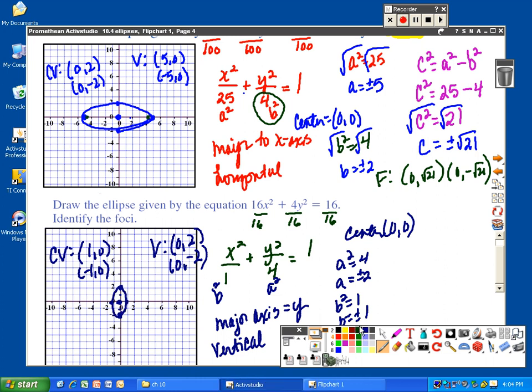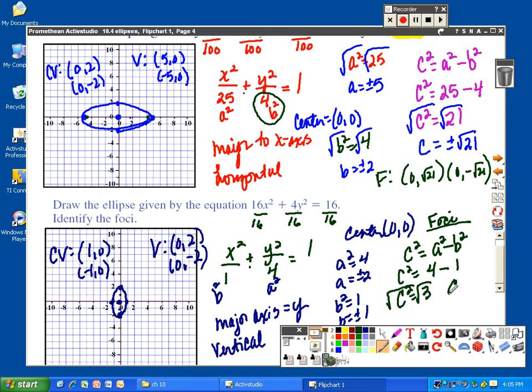Now all I need are my foci. So that is c squared equals a squared minus b squared. Since here I added, c squared equals a squared, which was 4, minus b squared, which is 1. C squared equals 3. Square root it. C equals plus or minus the square root of 3.